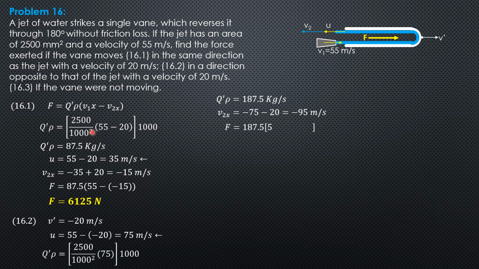Substitute 187.5 times 55 minus negative 95. So F is 28,125 newtons.